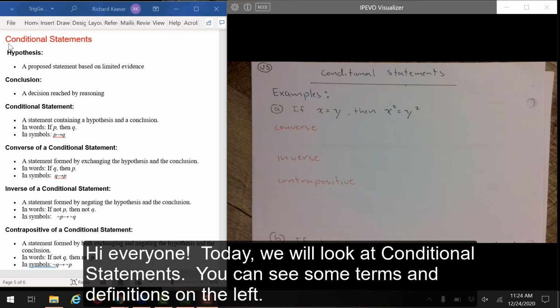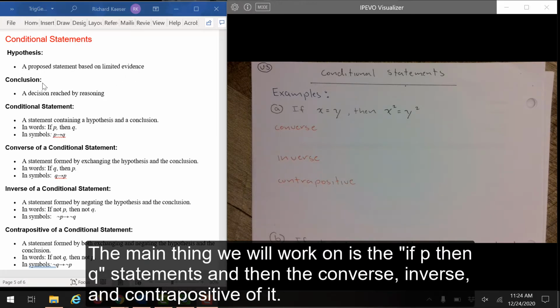Hi everyone. Today we will look at conditional statements. You can see some terms and definitions on the left. The main thing we will work on is the if P then Q statements, and then the converse, inverse, and contrapositive of it.